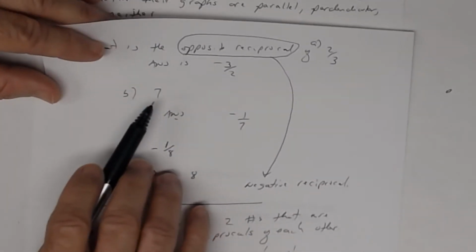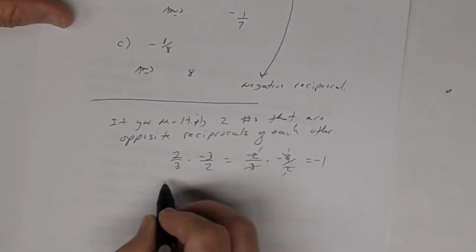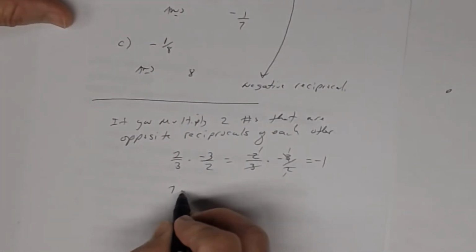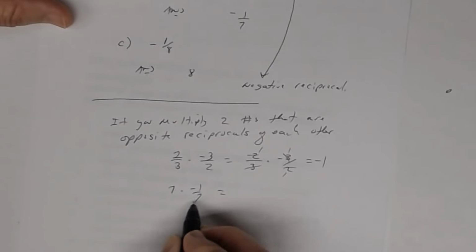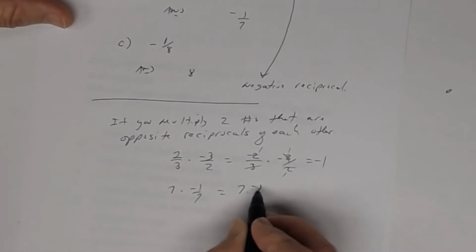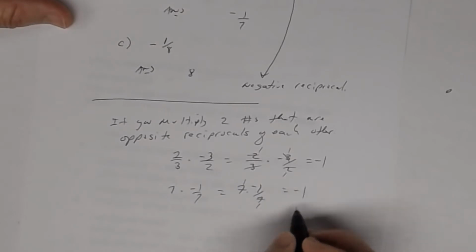So let's look at the other one. 7 and -1/7. 7 times -1/7. When you multiply those, the 7s divide out, you get 1 times -1, which is -1.